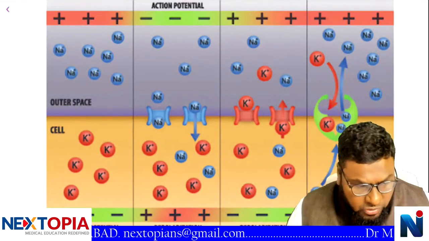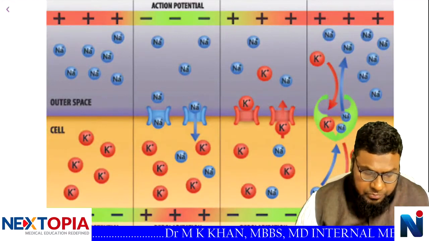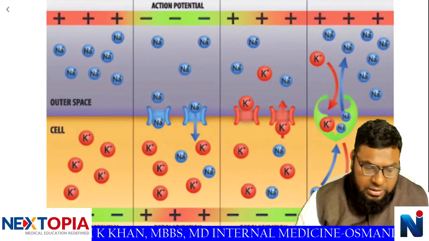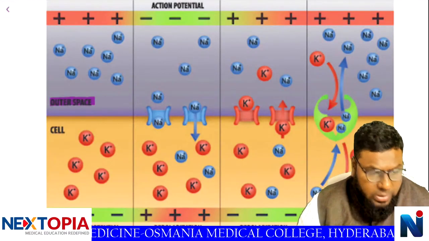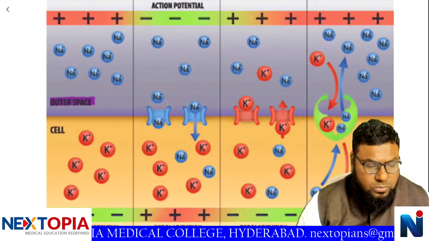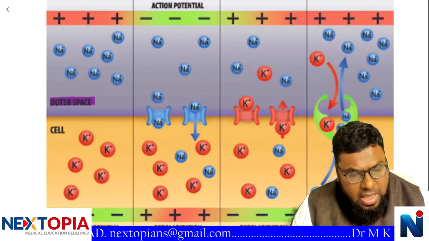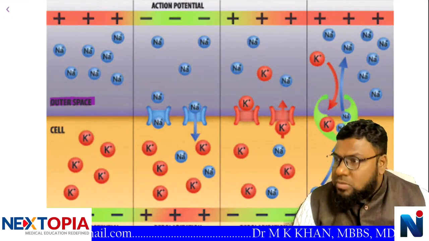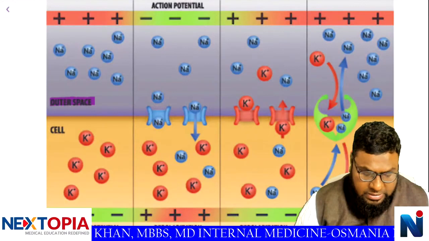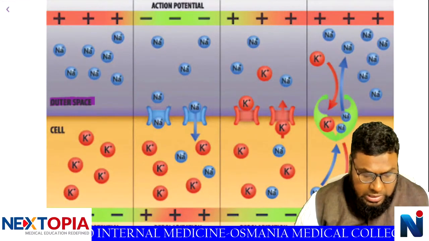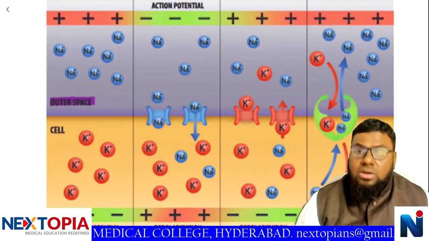So if you remember the resting membrane potential from my last class, the upper aspect of the diagram represents the outer space. See, this is the outer space. And here I can also show you that the yellow one is the cell. Inside the cell we have a lot of potassium ions, and outside the cell we have sodium ions.